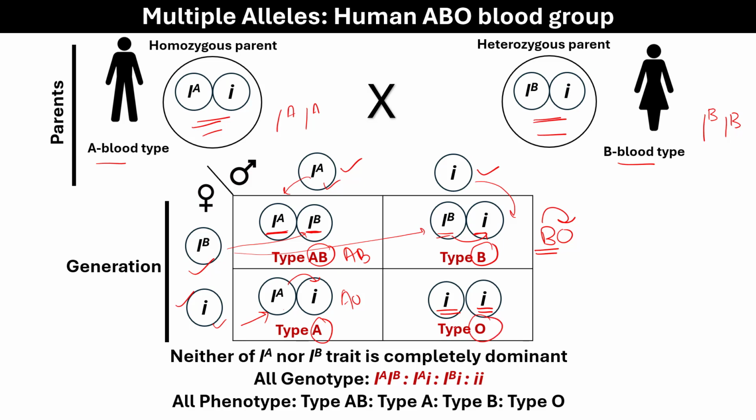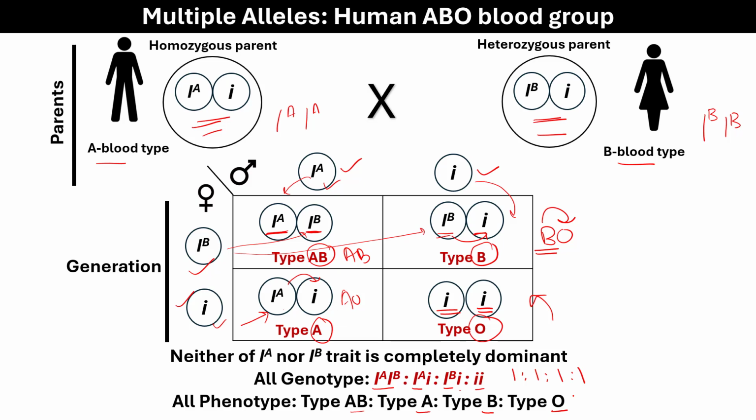So if you have to talk about the genotypic ratio of this cross, then it will be IA-IB, IA and small i, IB and small i, and two small i's in the ratio of 1:1:1:1. And the overall phenotypes that you are getting from this cross are one AB type, one A type, one B type, and one O type.